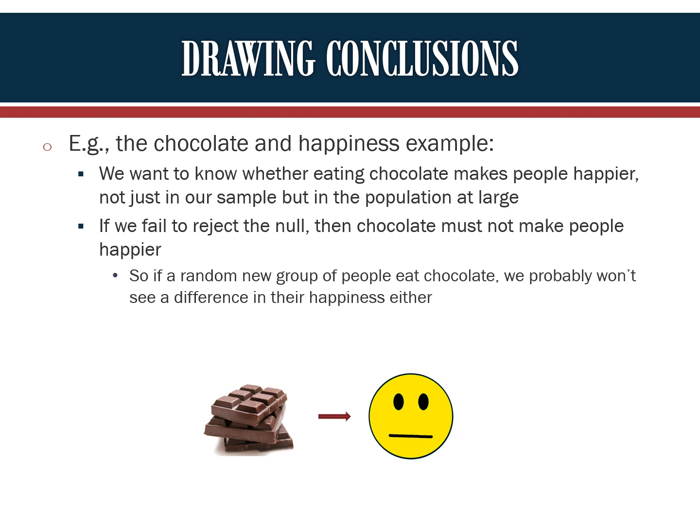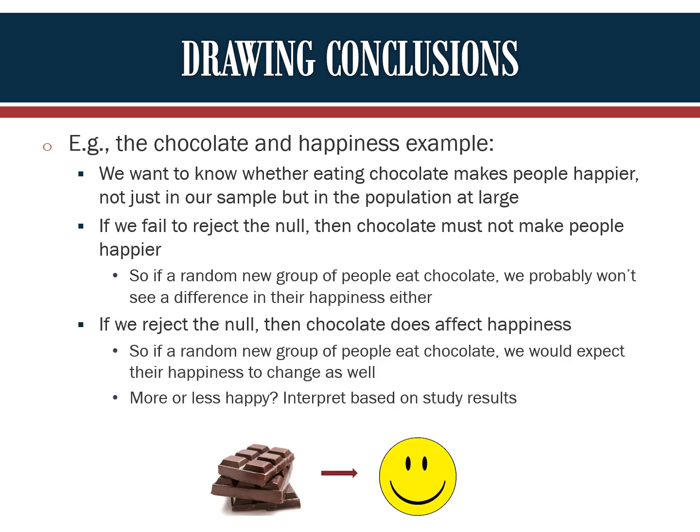So again, we're going beyond the sample here, right? We're going to the population. Hence, inferential statistics, we're using our sample to decide what's likely to happen in the population as well. If, however, we rejected the null and we said, there's a real effect, then chocolate does affect happiness, that means that if we gave a random new group of people chocolate and had them eat it, we would expect their happiness to change as well. Would it make them more or less happy? That's what we have to interpret based on the study's results, right? But again, we're going beyond the sample onto the population, saying, okay, what happened in the sample is indicative of what happens in the population more broadly. Again, that's the purpose of inferential stats, to say what's likely to be true of the broader population.